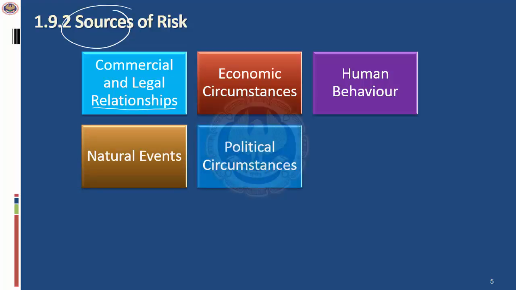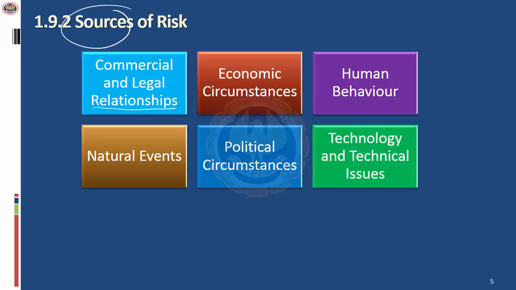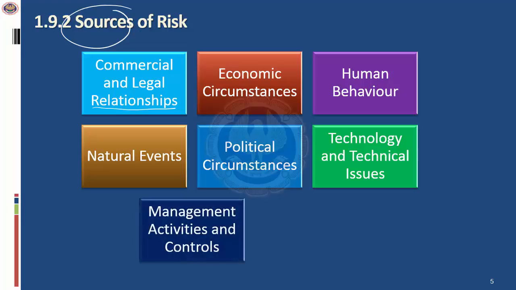There could be political circumstances. The political system, the decision makers in the politics may take certain decisions which may impact the organization. For example, you are seeing demonetization has affected most of the enterprises. Or there could also be technology and technical issues which impact. For example, there could be failure of technology, or there is a breakdown of the network.